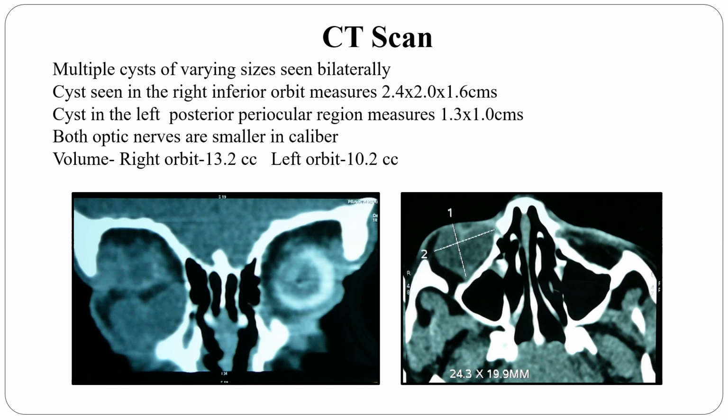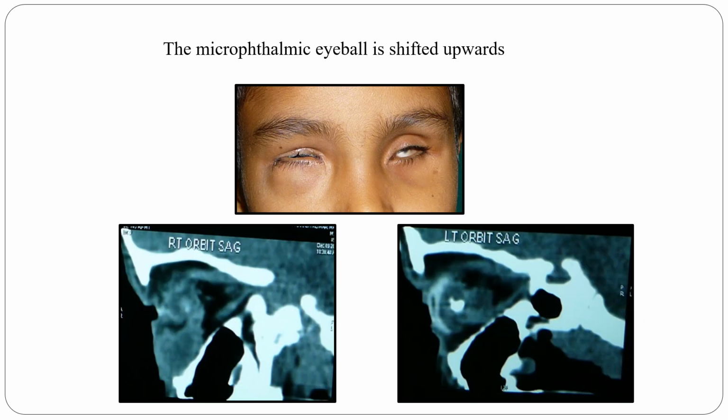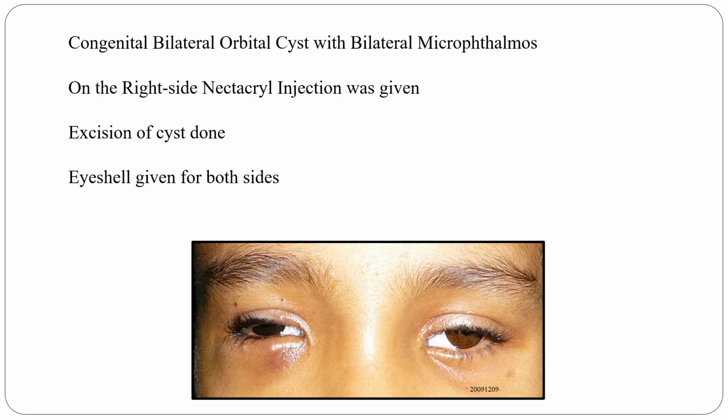The cyst in the left posterior periocular region measures 1.3 by 1 centimeter. Both the optic nerves are smaller in caliber. The volume is 13.2 on the right side and 10.2 on the left side. The microphthalmic eye is shifted upwards, as you can see even in the CT scan.